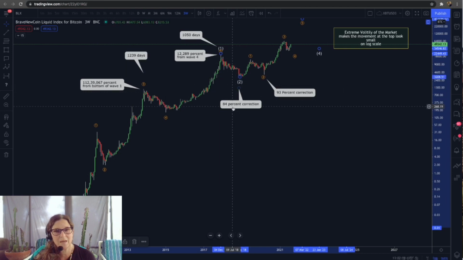Wave 2 was an 84% correction of this entire move. We had this wave 1. This wave 2 came extremely deep. It was a 93% correction. So with the rules of alternation, I don't expect our wave 4 to be as deep as our wave 2. Will it come deeper? It's possible, but I don't expect a 93% correction.